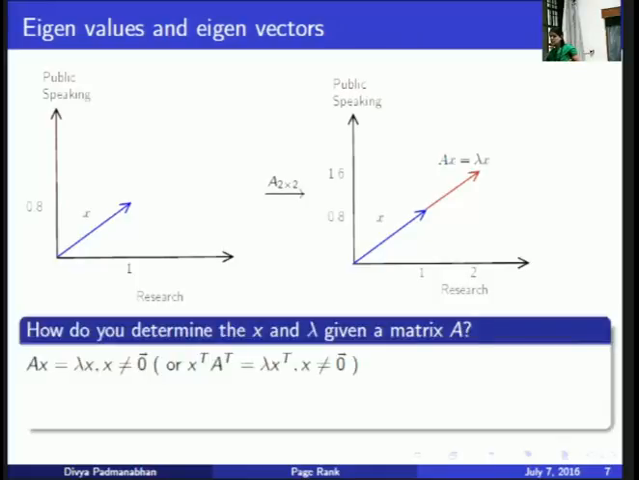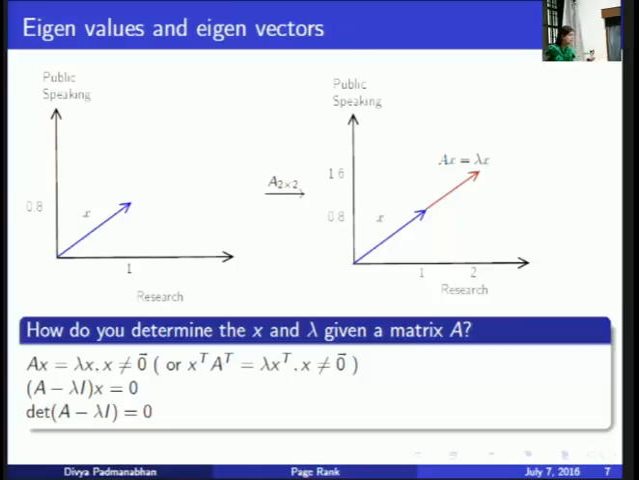So how do you get these? That you all know, right? This is the way: A minus lambda I times x is 0. So you need to solve this. Determinant of A minus lambda I should be 0. That is how you get the lambda. And once you have the lambdas, you get the x. You solve the system of equations to get x.